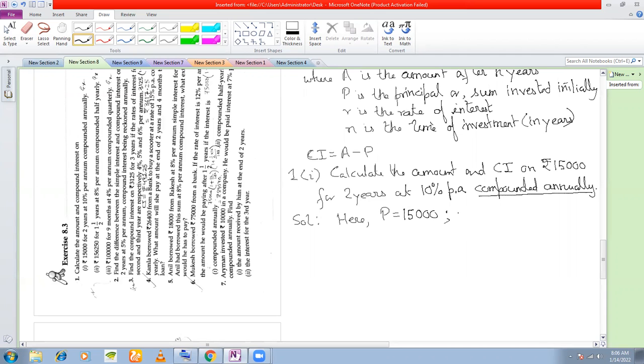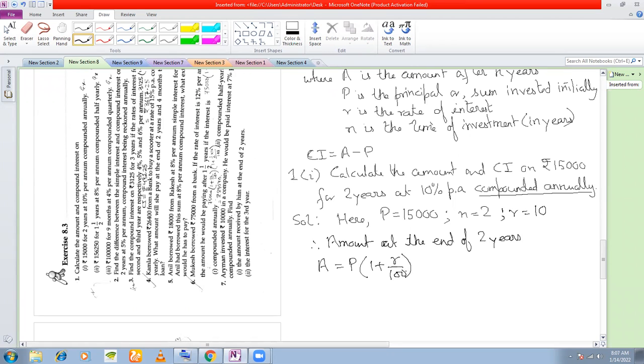So the principal is 15,000 and the time here is 2 years. Let me just write n is equal to 2. And the rate here is 10%. Therefore, the amount at the end of 2 years: A is equal to P into 1 plus R by 100 to the power of n. This is the compound interest formula. Put the values in this.